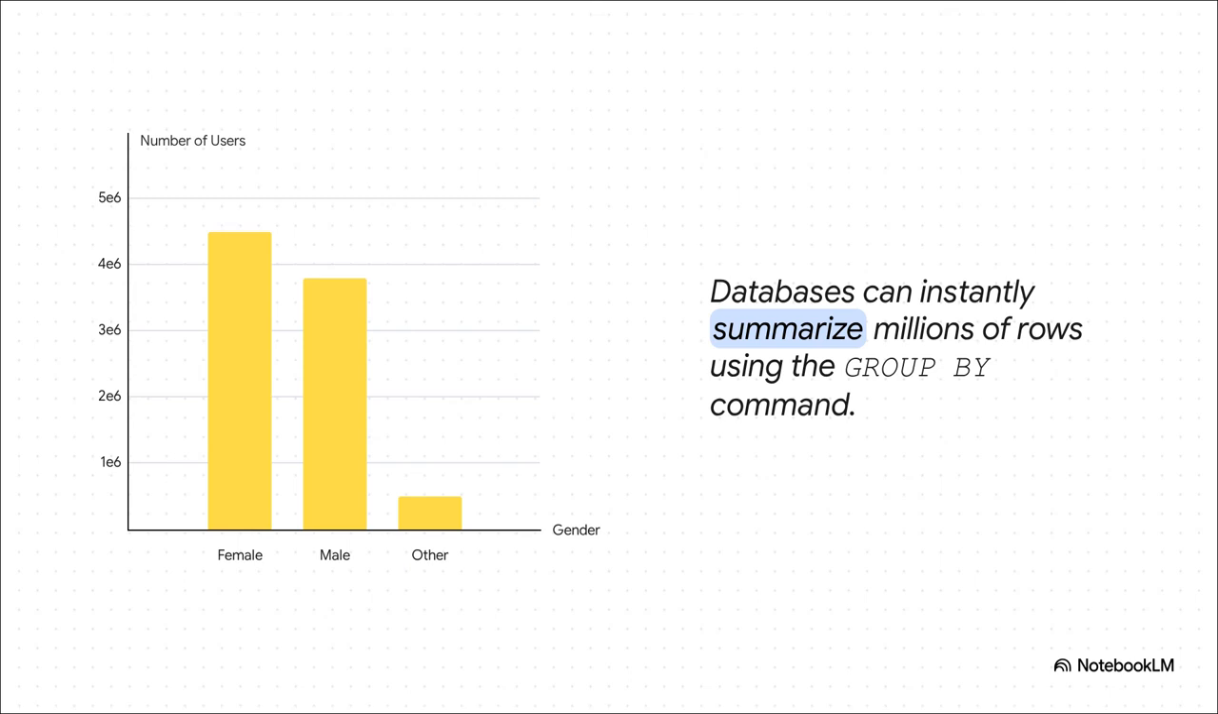The other superpower here is what we call aggregation. With just one simple command, group by, you can tell the database to take thousands, even millions of records and summarize them for you instantly. You can go from this giant, overwhelming list of every single user to a neat little chart like this one in the blink of an eye. This is the entire foundation of business analytics.